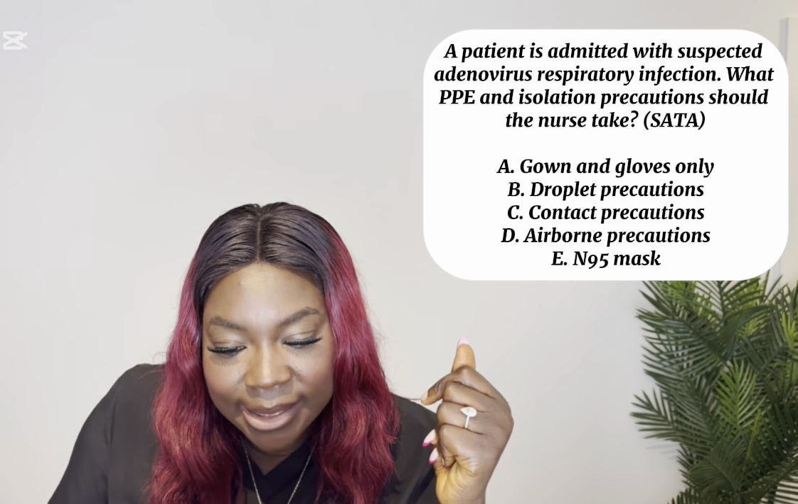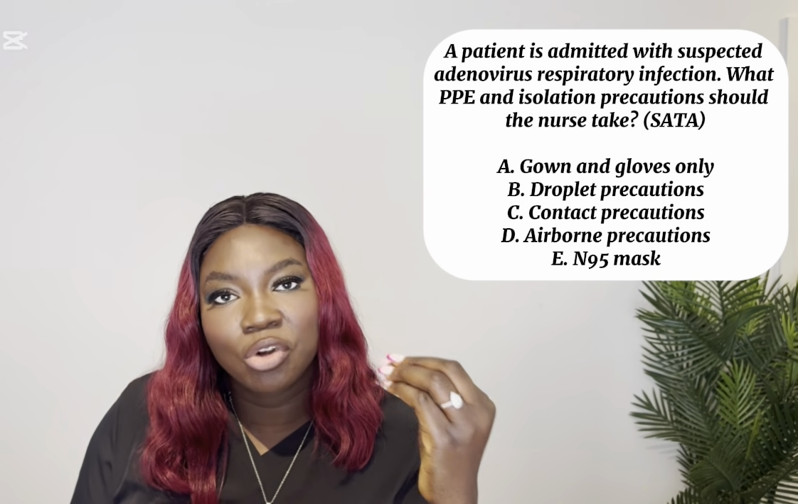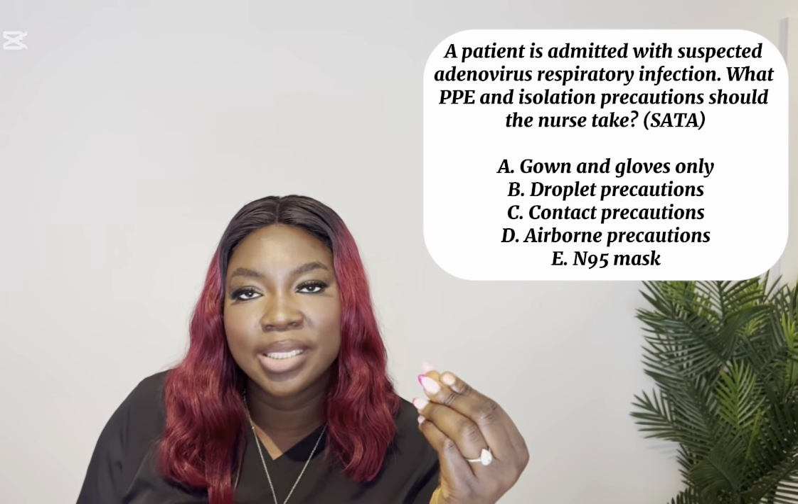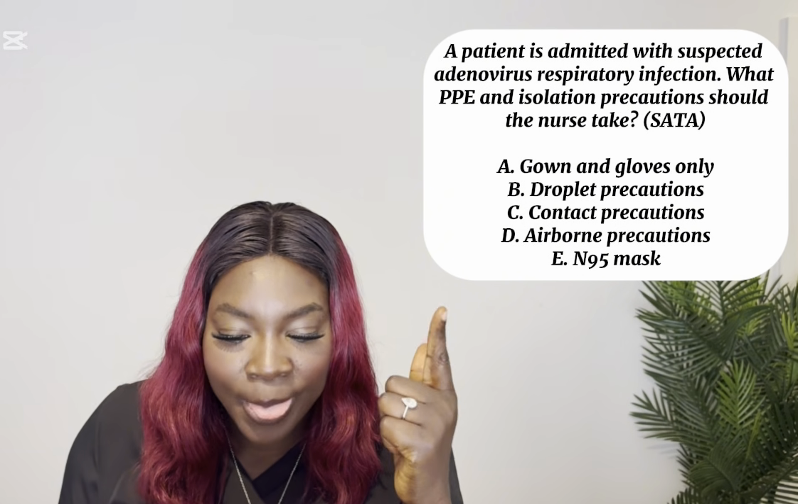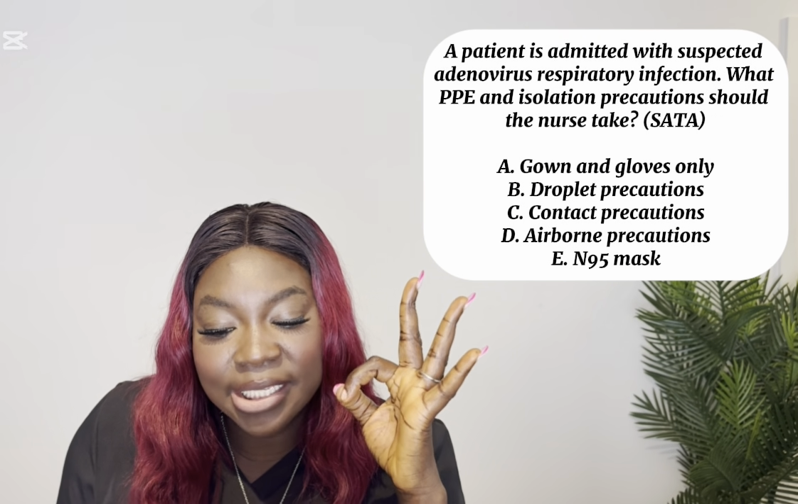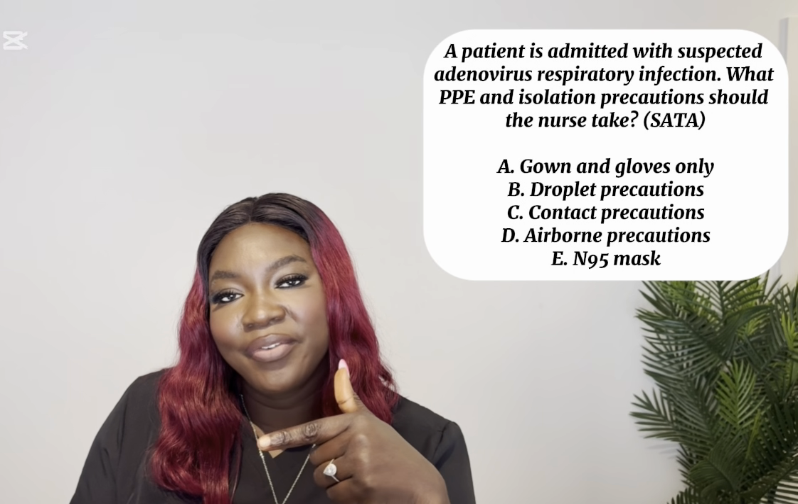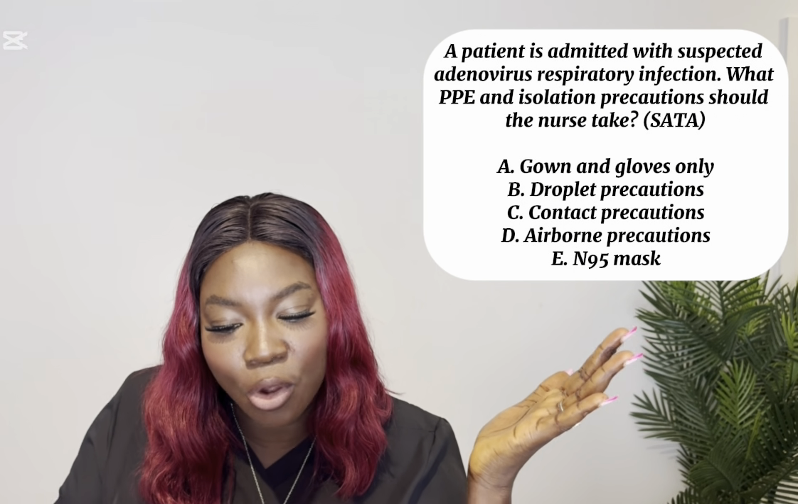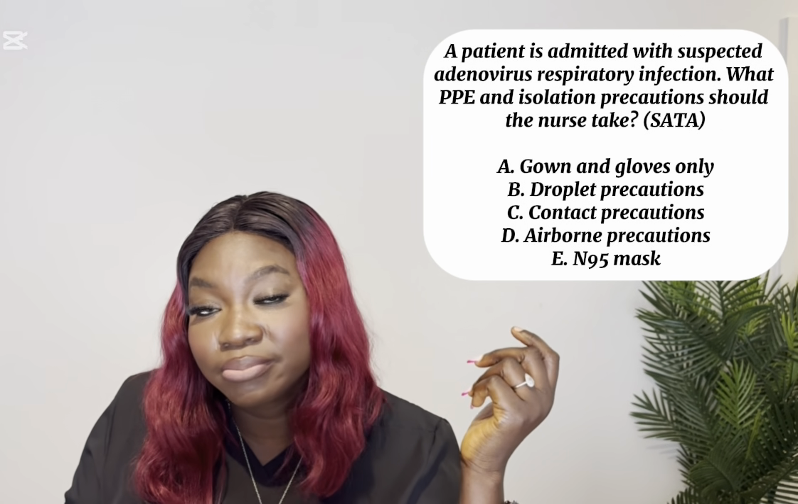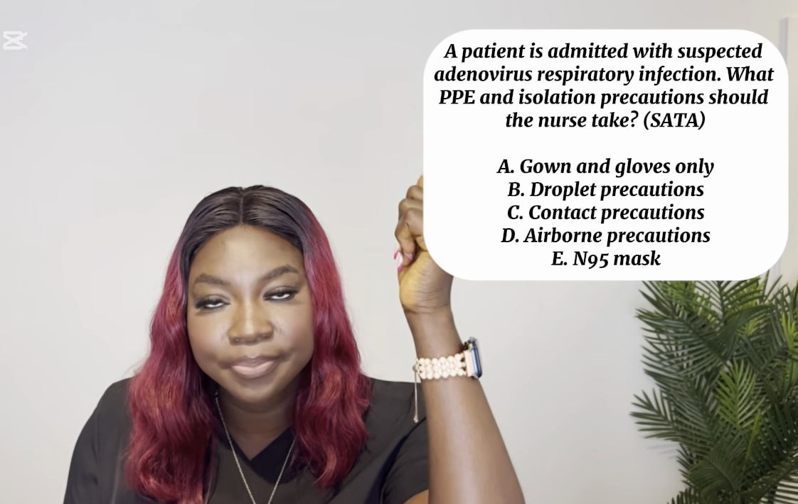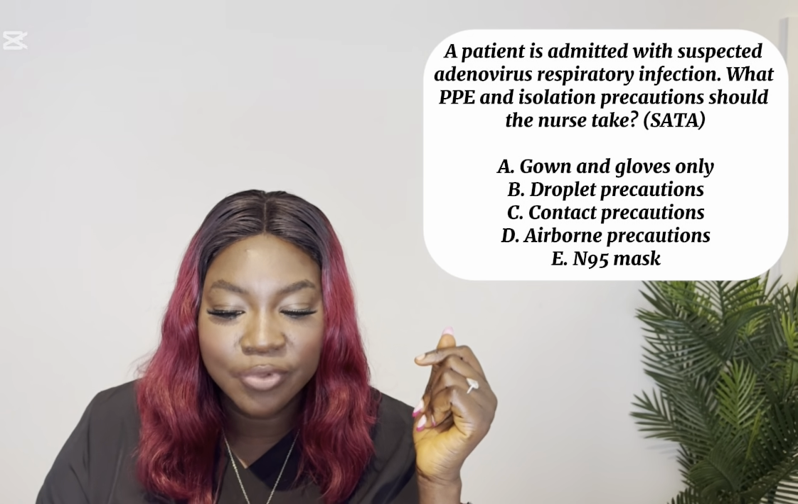And D says airborne precaution. Like I've explained, it is transmitted through respiratory droplets, so that's wrong. And E says N95. If you are on airborne precaution, you will need N95. So our patient is on contact and droplet, so that's wrong. So our answer is only B and C. Okay, now let's move on.